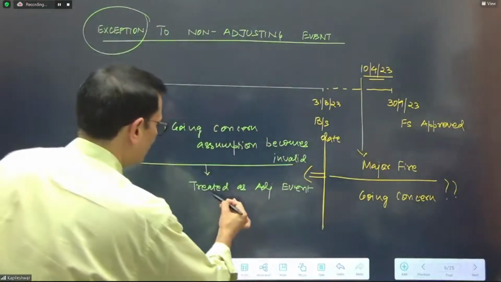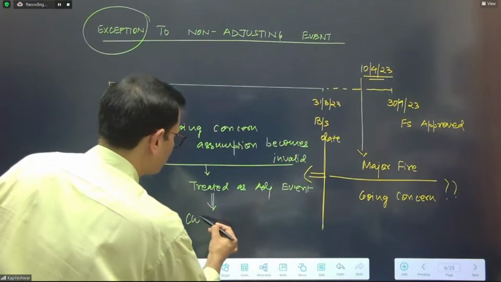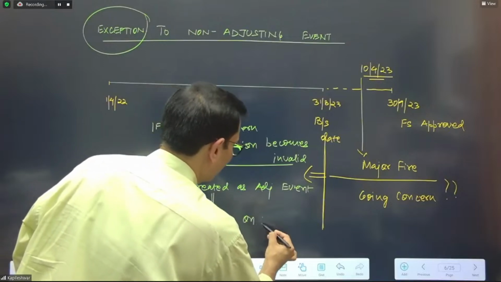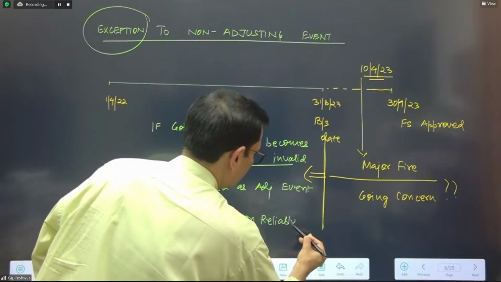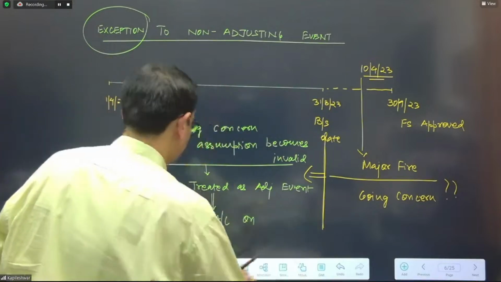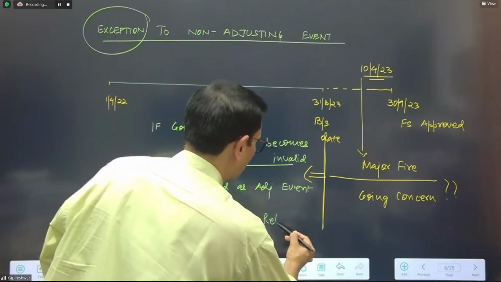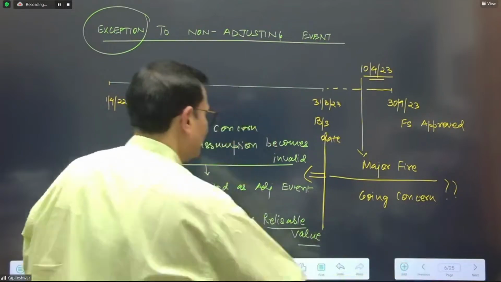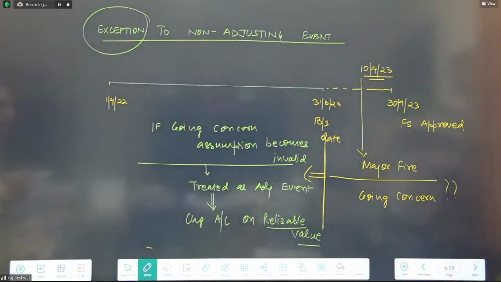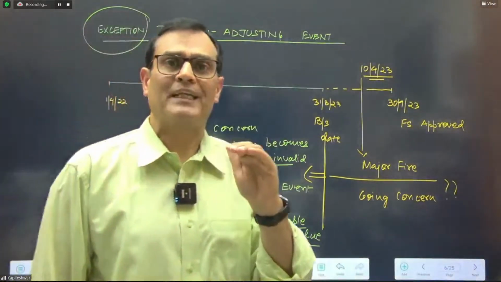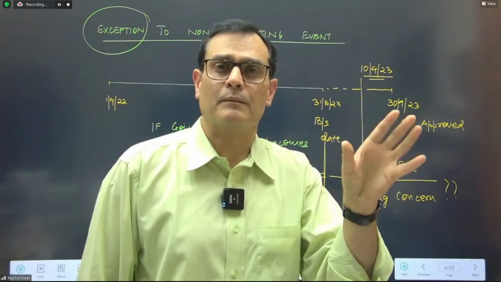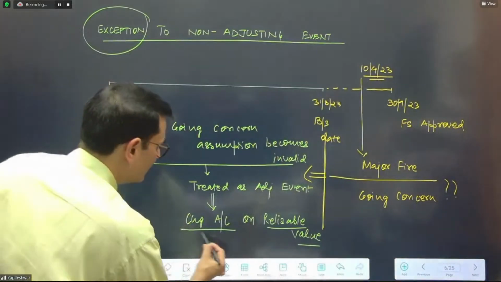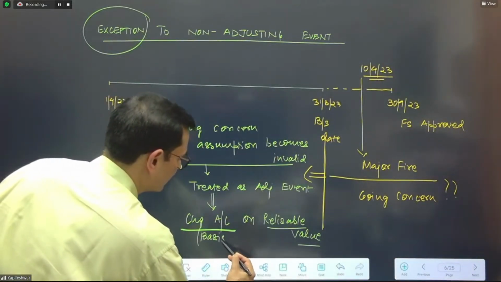So the question rises, what are you going to adjust? We will change the assets and liabilities on a realizable value approach. We will consider as if the company is going to go under liquidation. So we will convert the balance sheet as if all the assets and liabilities are going to be realized and paid immediately. So you're going to change the basis of accounting in this particular case.